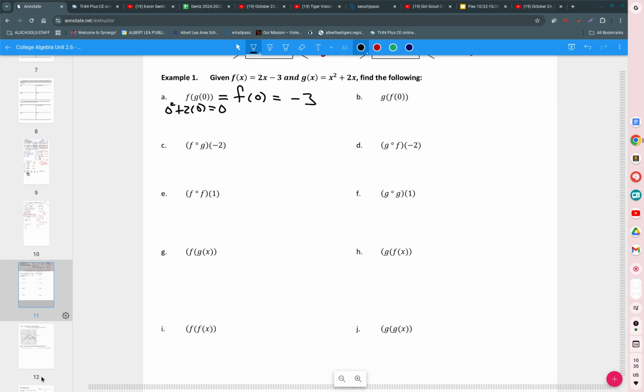Okay. The next one, f composed with g of negative 2. I take negative 2 and I plug it in first for g. And I get negative 2 quantity squared plus 2 times negative 2. That produces for me 4 plus negative 4, which is 0. So when you plug negative 2 in for g, it produces 0. Now what do I do with that 0? Plug it into f of x. Yep, and we know what f of 0 is. We've already produced it. It is negative 3.